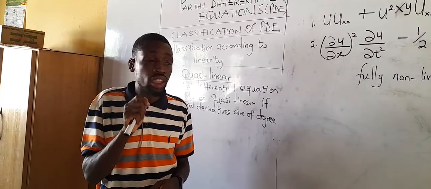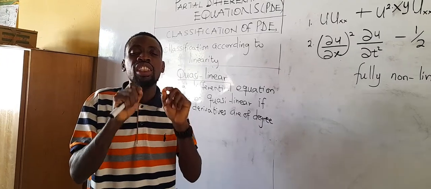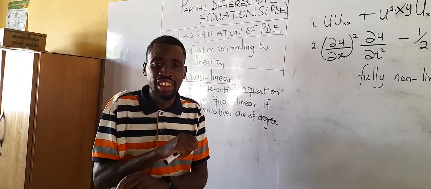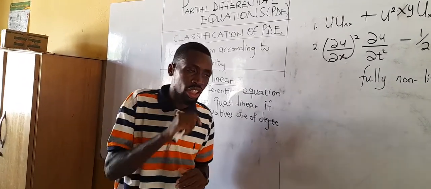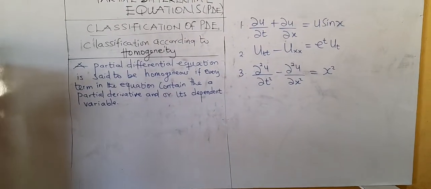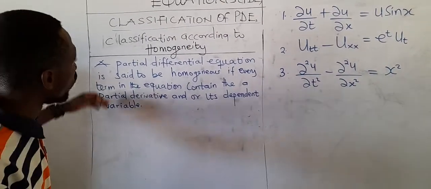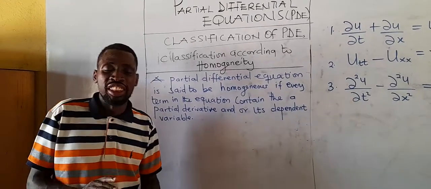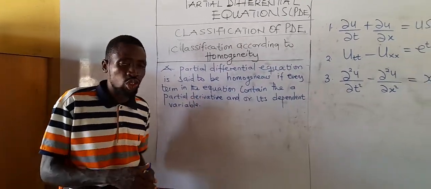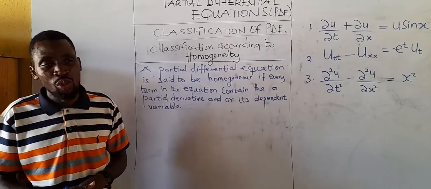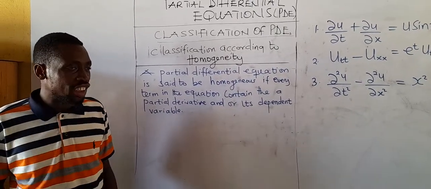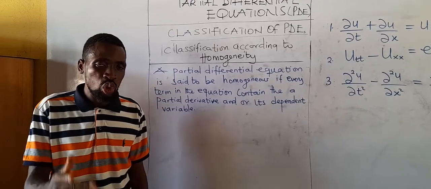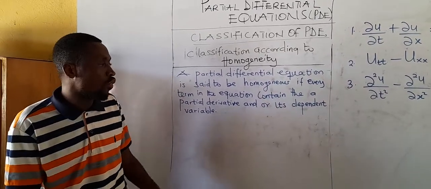The next classification we are going to do is classification according to homogeneity. Another nice one, so come with me. Please, this does not have anything to do with Euler's theorem of homogeneous functions, which we did in calculus 3 and maybe ODE. These are different things.